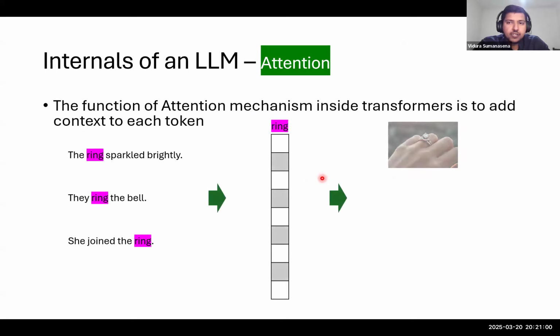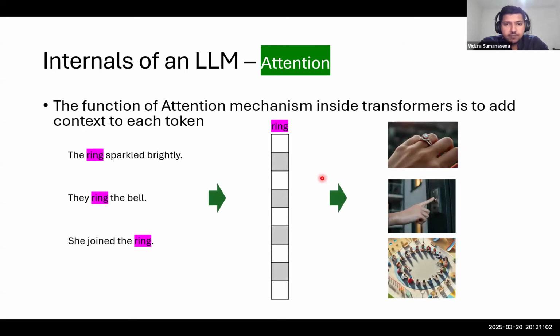And then we come to the next concept, which is attention. I will put these all together later, but we'll first look at them one by one. Attention is the mechanism in the attention heads which will learn the context of each of the words. For example, let's say: the ring sparkled brightly. Another sentence: they ring the bell. And another sentence would be: she joined the ring.